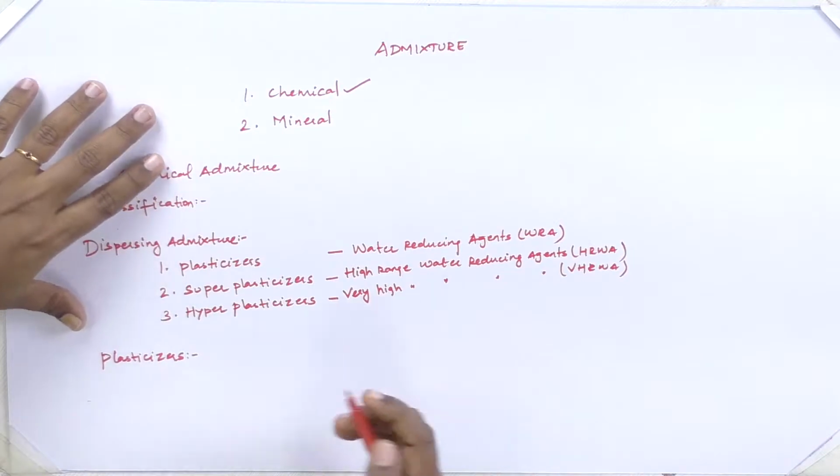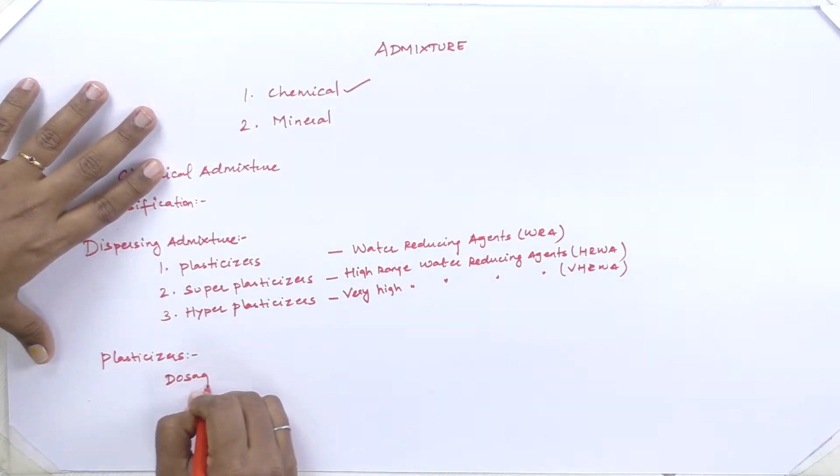We will be discussing the term workability in later lectures. Workability is nothing but how easily the concrete can be handled. So these plasticizers will make the concrete workable and flowable, that is, we can work easily even when we are using less water content.